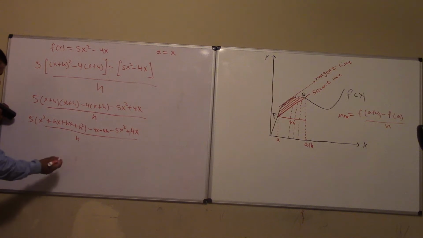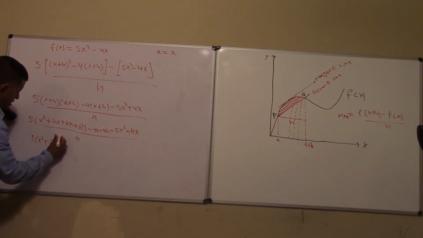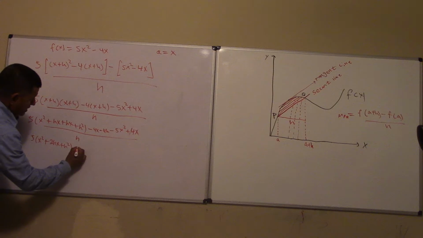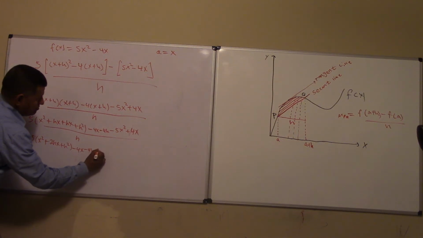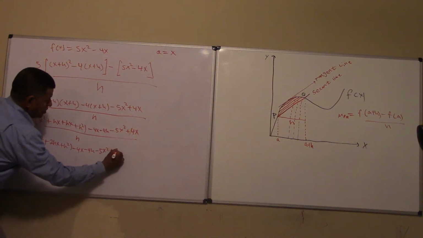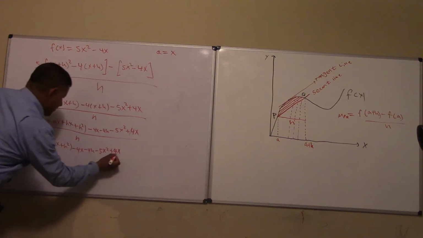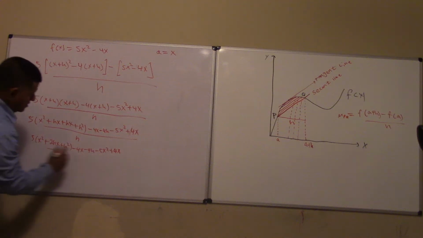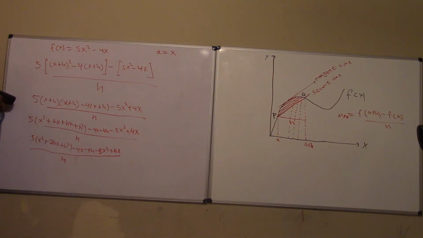Now, when I do the math here, okay, so I get 5 times x squared plus 2hx plus h squared, right, minus 4x minus 4h minus 5x squared plus 4x. Everything over h, right?